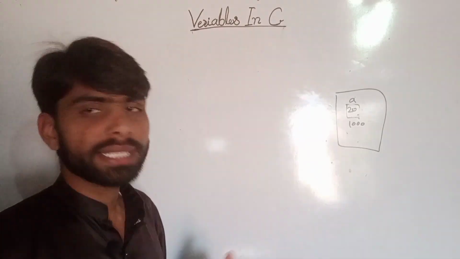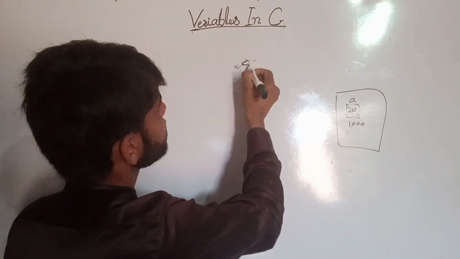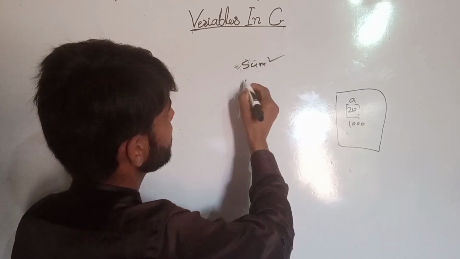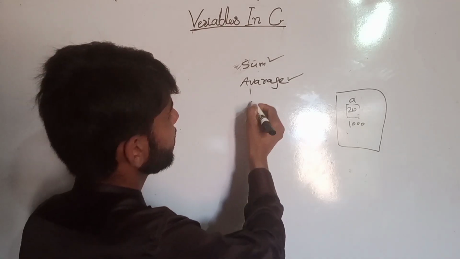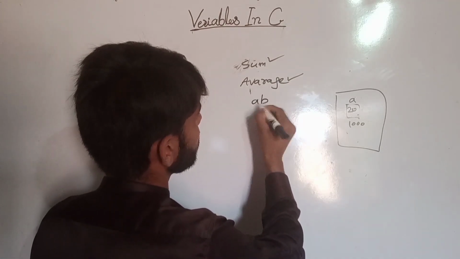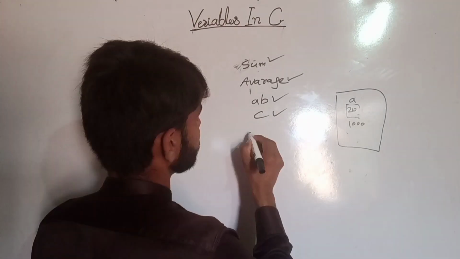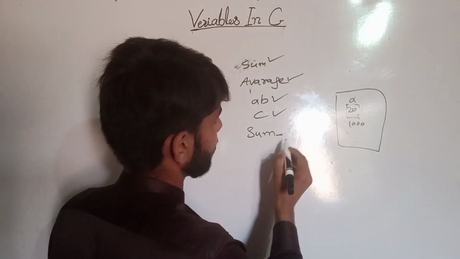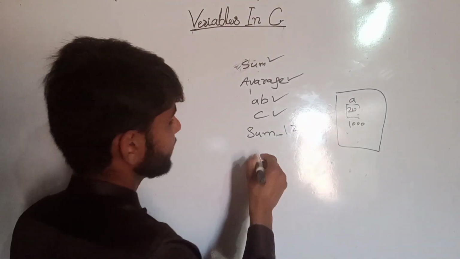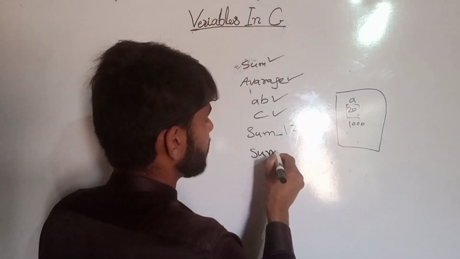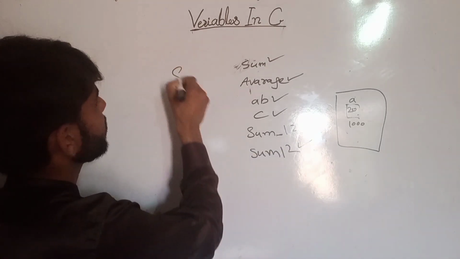Now let's see what are valid variables and what are invalid variables, right? I write sum, this is a valid variable. Here I write average, this is a valid variable, right? Here I write AB, this is a valid variable. AC, this is a valid variable, right? This is also a valid variable, right? And here I write sum, this is also a valid variable, right?